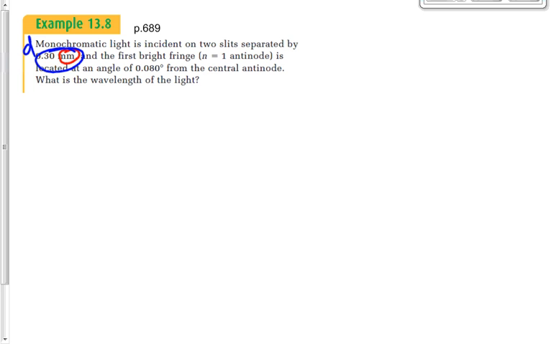The first bright fringe is located at 0.080 degrees. That's going to be theta. The first bright fringe relative to the central antinode. Right? Here's my central. Here's my first bright fringe. n is going to be equal to 1. They're telling us here, what's the wavelength of the light?